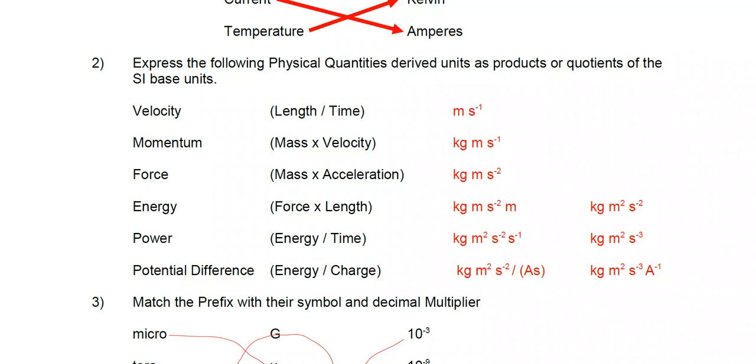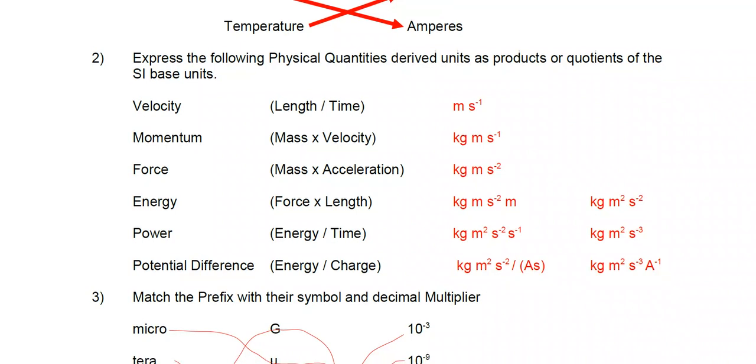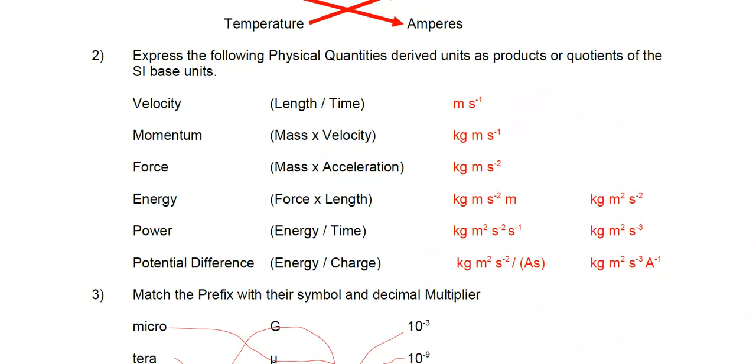Energy, which is force times length, is kilogram meters seconds to the minus 2 times meters. Tidying that up, we get kilograms meters squared seconds to the minus 2. Power is energy divided by time. So kilograms meters squared seconds to the minus 2 times seconds to the minus 1. We get kilograms meters squared seconds to the minus 3.